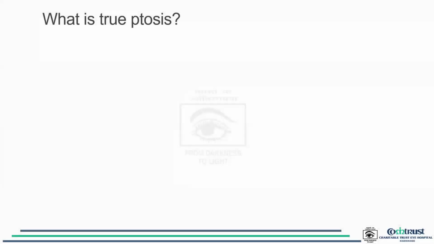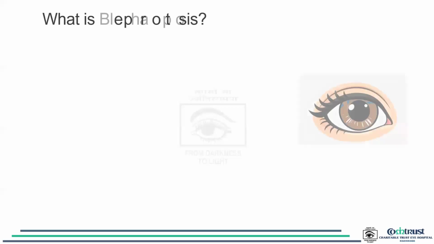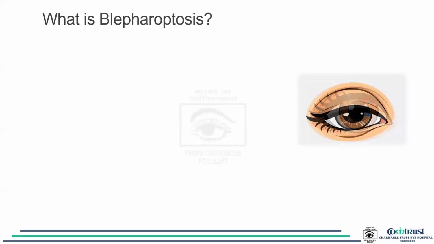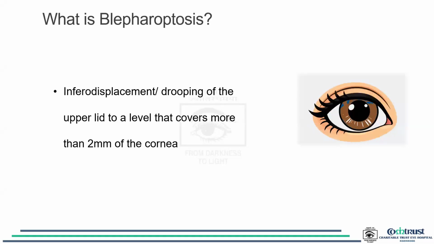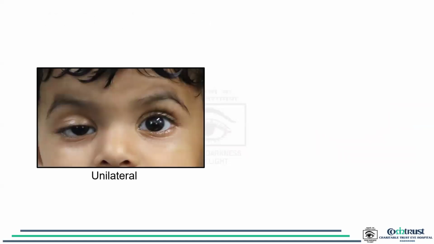So, what is true ptosis or what is blepharoptosis? The simple definition is the drooping of the upper lid more than 2 millimeters in such a way that more than 2 millimeters of the cornea is covered. So, ptosis can be broadly classified into congenital or acquired. It can be unilateral or bilateral.